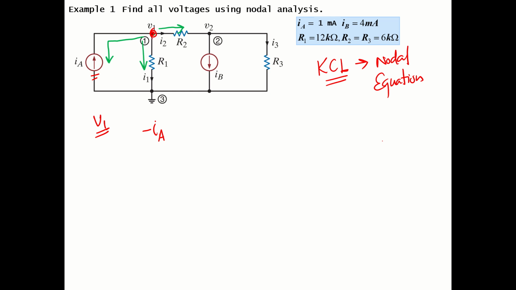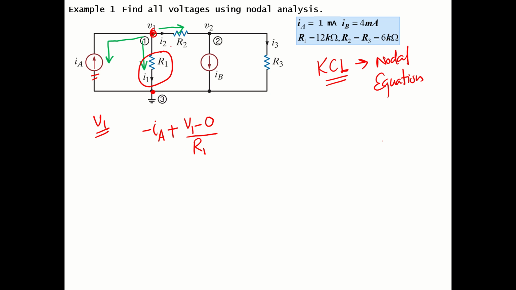Then the next current is the current going through this resistor R1. That will be equal to, we can put a plus sign, the difference of nodal voltages. So here we have voltage V1 minus the second node. The second node is ground, so V1 minus 0 divided by the value of resistor R1. We know the values, and we can put in the numbers later on to solve this.